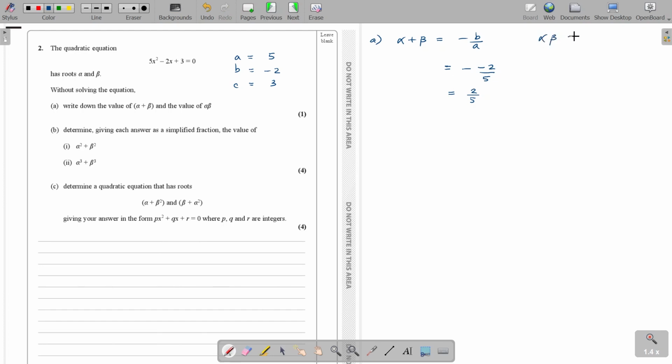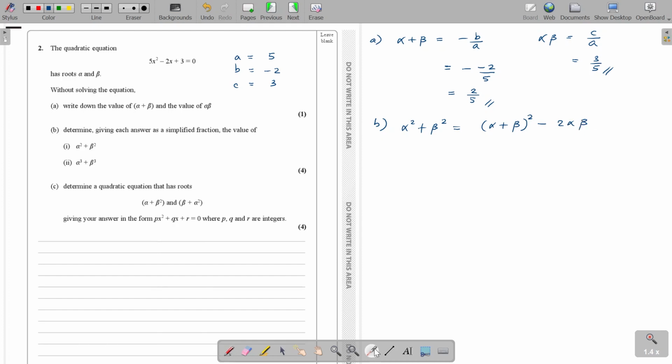Alpha beta is going to be c over a. These are theories. So c value is 3 over a value is 5. Are you with me? Alpha plus beta is 2 over 5, alpha beta is 3 over 5. So part B, they say determine, giving each answer as a simplified fraction, the value of alpha square plus beta square. This is a theory given in the textbook. Alpha square plus beta square can be written as alpha plus beta whole thing square minus 2 alpha beta. Are you familiar with this?